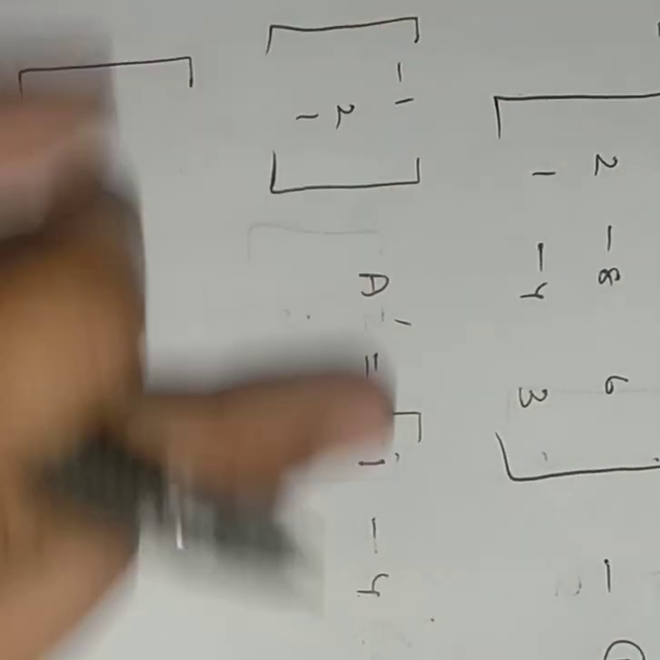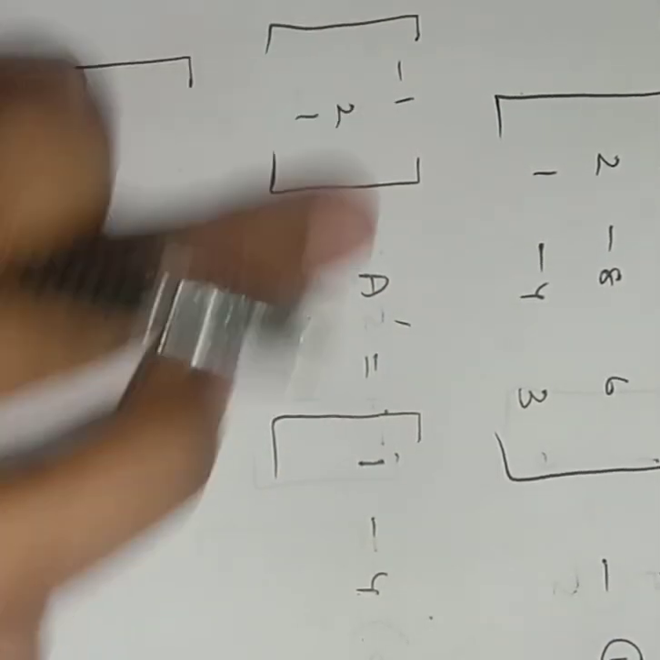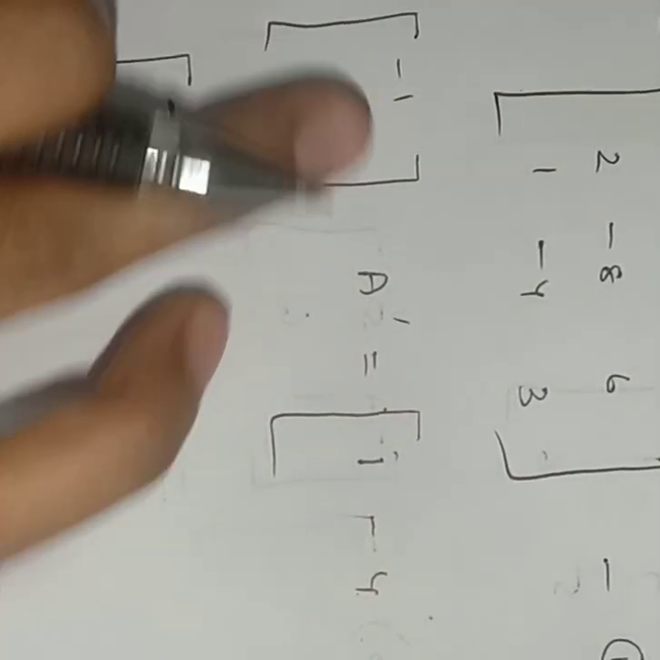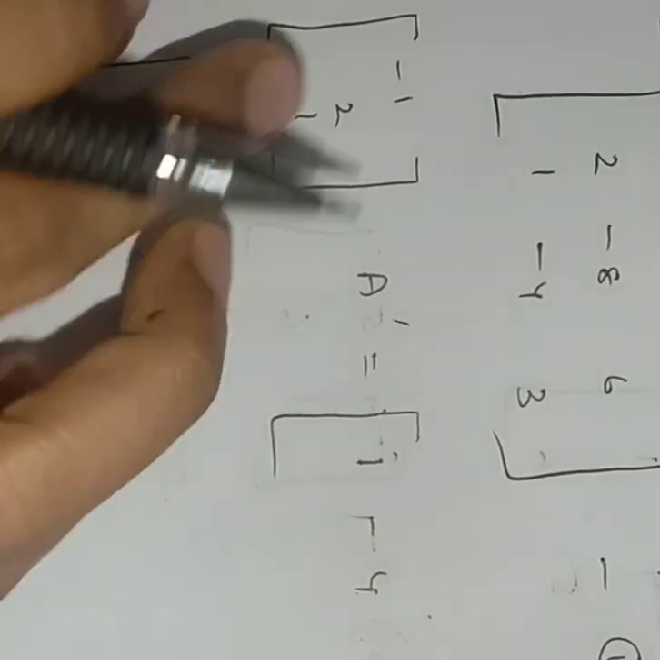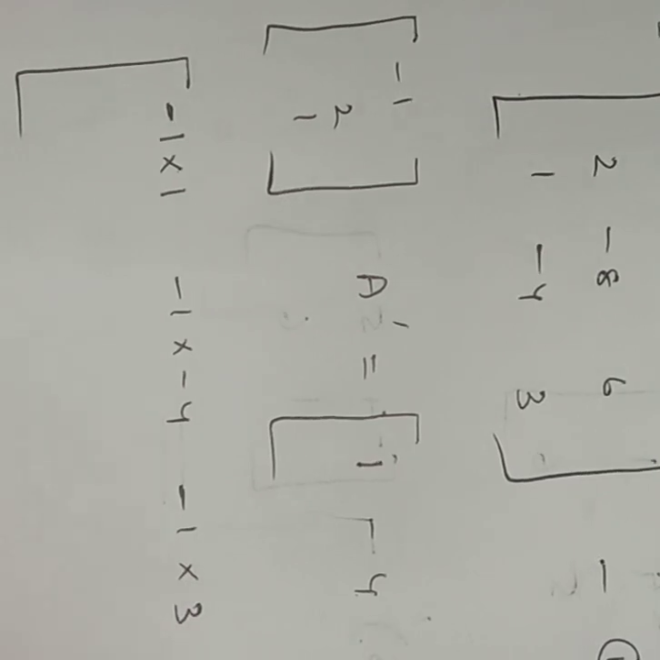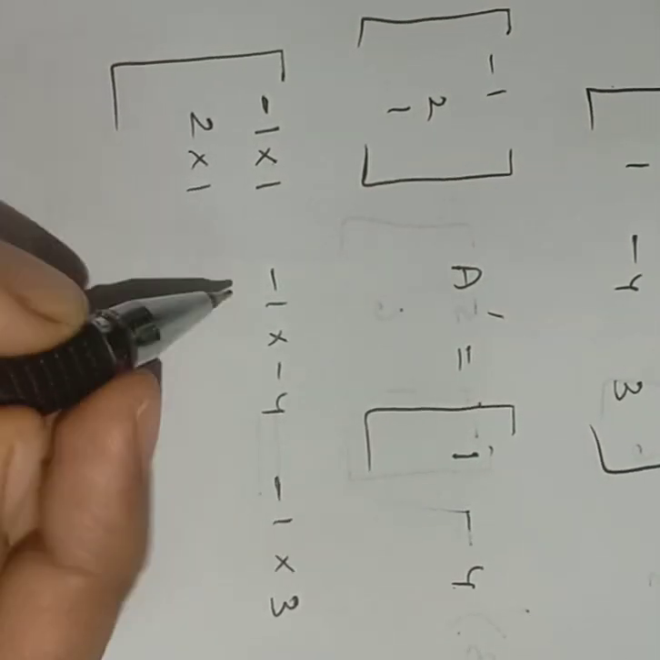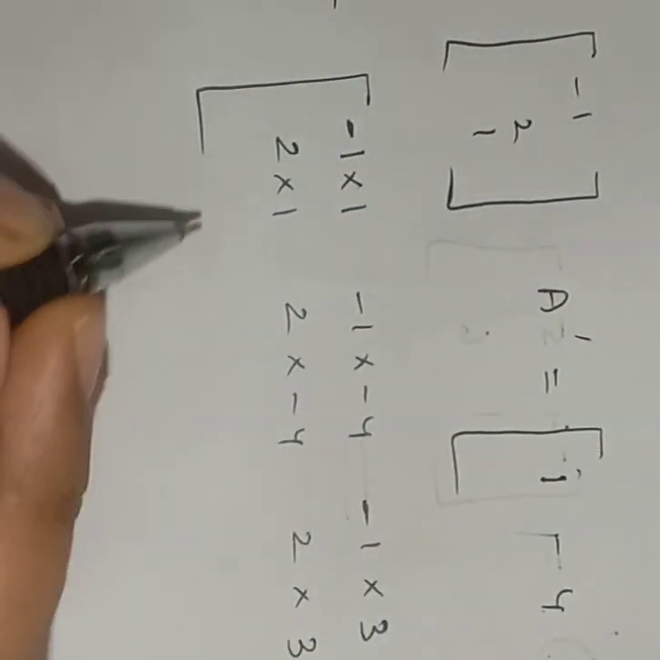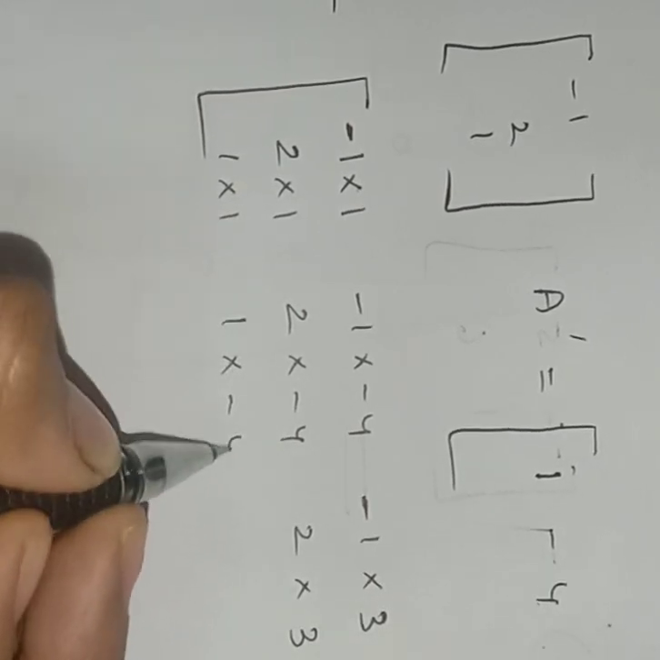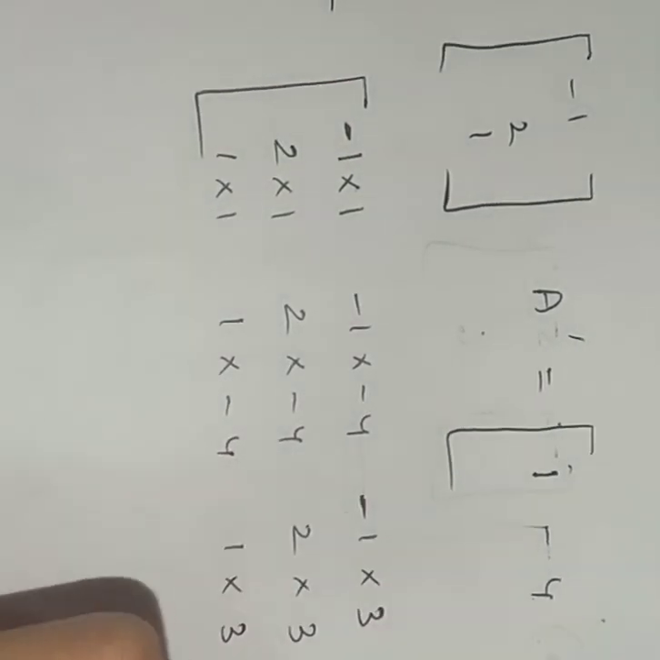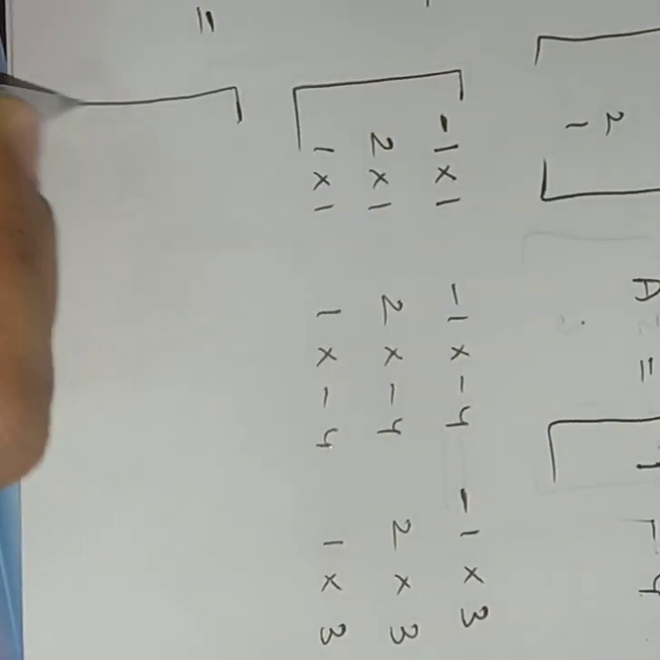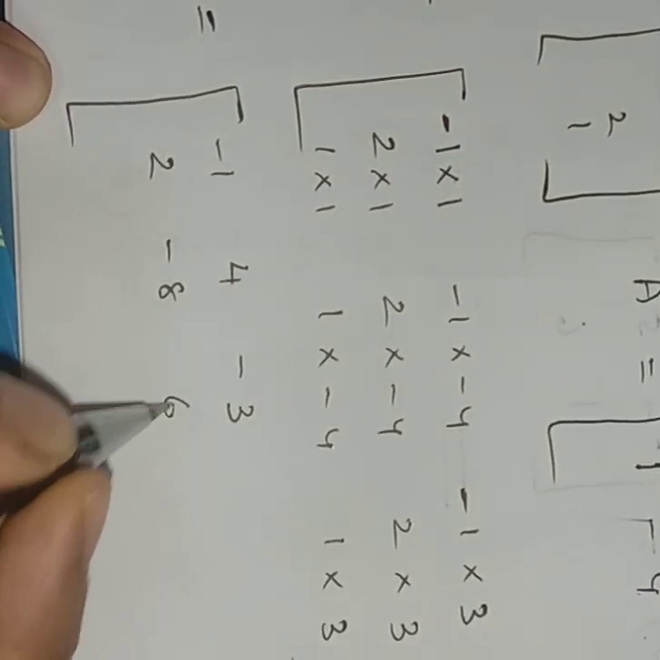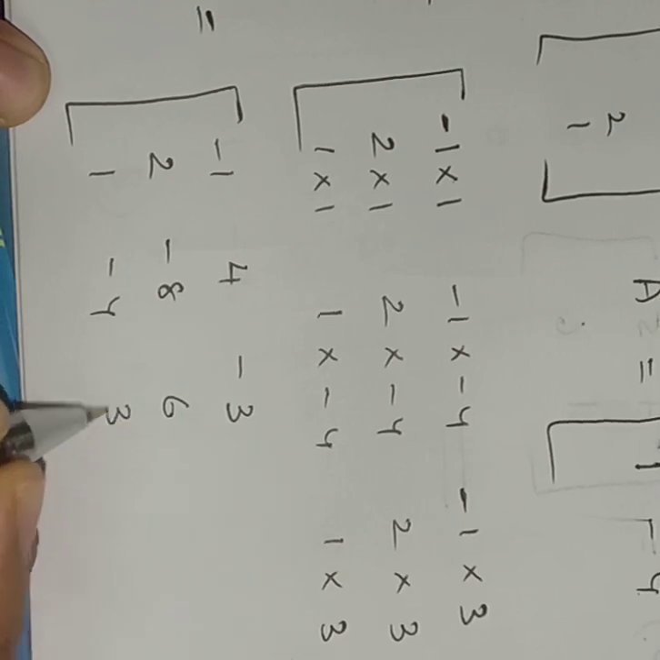First row, first column, right? So first row, first column, minus 1 into 1. Next, first row, second column, so minus 1 into minus 4. First row, third column, minus 1 into 3. Next, 2 into 1, 2 into minus 4, 2 into 3. 1 into 1, 1 into minus 4, 1 into 3, right? So you will get here minus 1, 4, minus 3, 2, minus 8, 6, 1, minus 4 and 3.